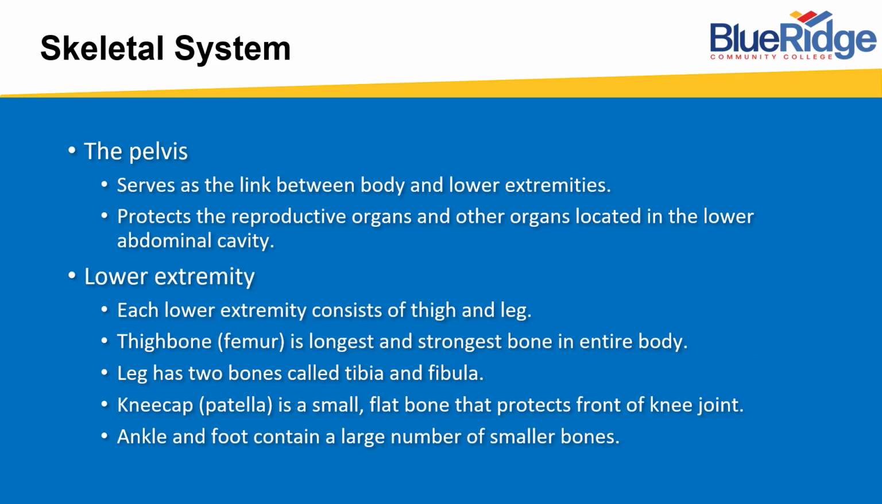The pelvis serves as a link between the body and the lower extremities. It protects your reproductive organs and other organs located in the lower abdominal cavity. Your lower extremities, each extremity consists of a thigh and leg.